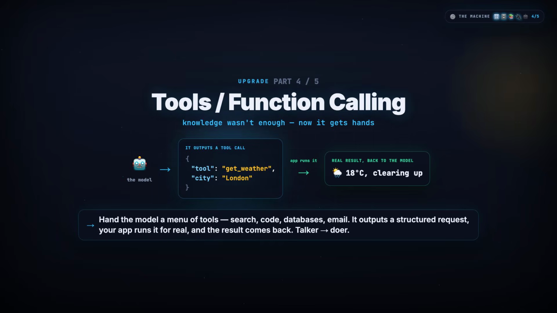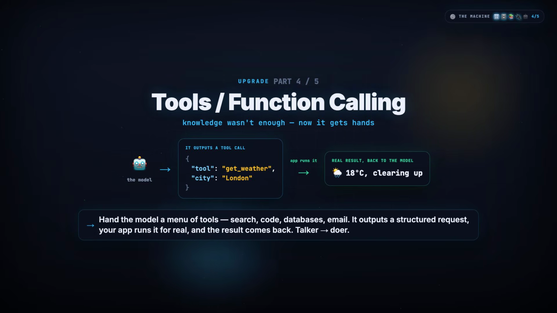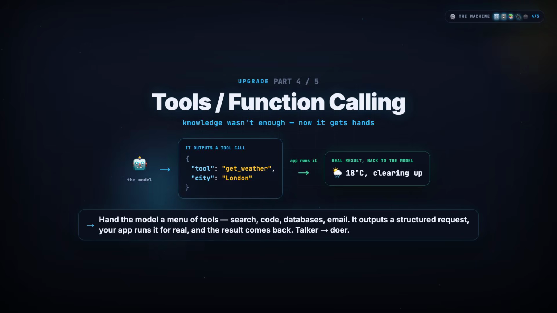Everything so far gave the brain knowledge. But it still can't actually do anything. It can read your documents and then just talk about them. Upgrade 4 finally gives it hands. Tool use, also called function calling. You hand the model a menu of tools: search the web, run code, query a live database, send an email.